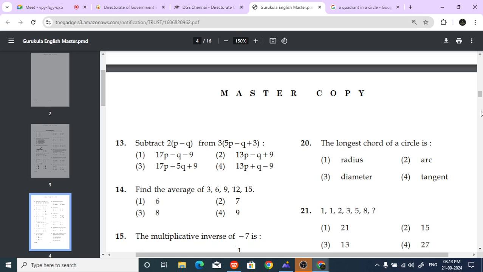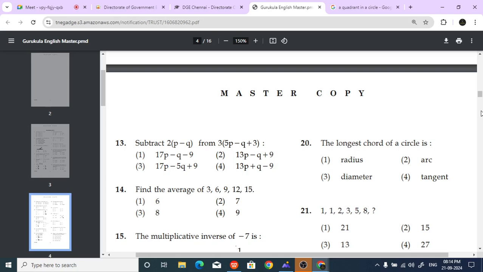Subtract 2 into p minus q from 3 into 5p minus q plus 3. You have to subtract. So, how much is this? 15p minus 2p. So, which option is correct? You have to subtract 2 bracket p minus q from 3 bracket 5p minus q plus 3. First, you have to expand this. 3 into 5p minus q plus 3, if you expand, 3 into 5, 15p minus 3q plus 9, you will get. And then from that, you have to minus 2p plus 2q.